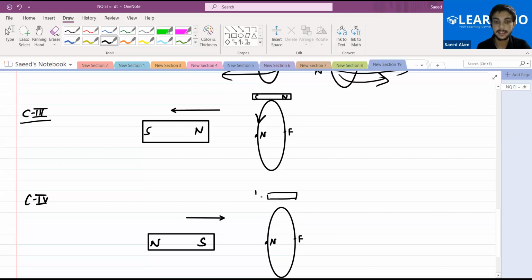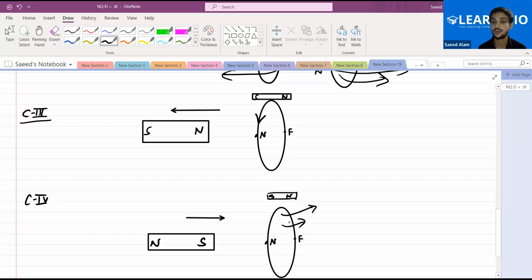What will be at the left side? South pole. It will be south pole, because we don't want this magnet to come towards me. We want it to stay at the same position wherever it is. So it will be south pole and it will be north pole. That means what kind of magnetic field will be induced? That will be somewhat in this direction.